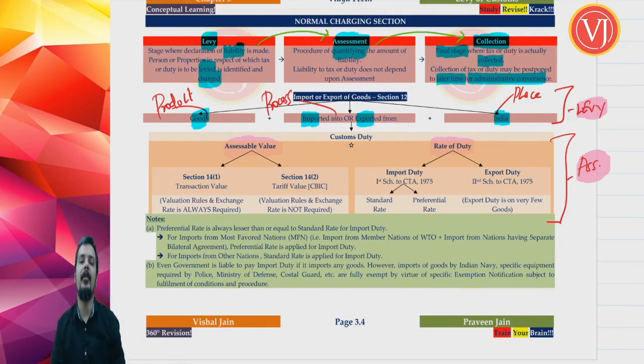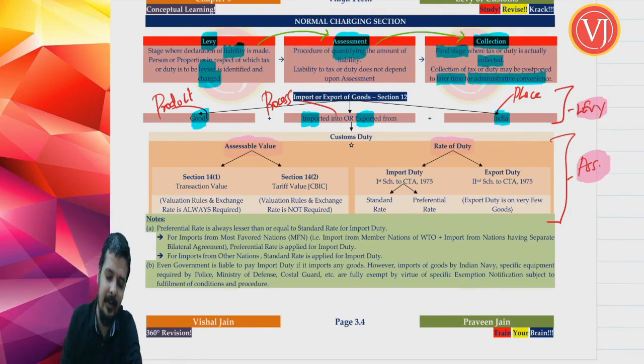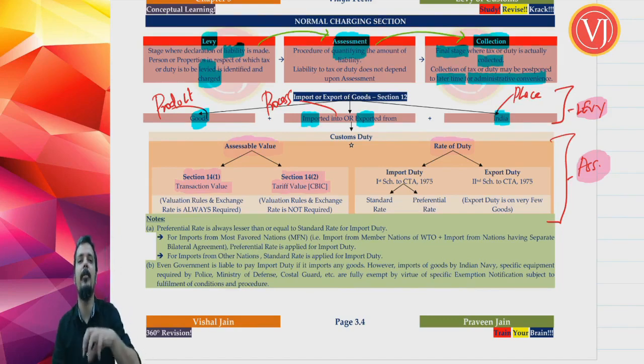Friends, when you talk about your assessable value, we will be discussing much about it in your valuation chapter, but at least the basic understanding. The normal valuation is transaction value, section 14, subsection 1. Assessable value normally is covered by your transaction value, section 14, subsection 1. And certain notified goods are valued on the basis of tariff valuation by CBIC. So, very special cases, notified cases, they are valued under section 14, subsection 2, where you are talking about tariff value. Tariff value is very rare. Only for notified goods, the valuation will be under section 14, subsection 2.